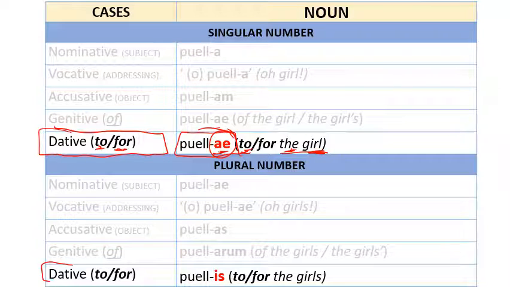Same with the plural. When I want to say to the girls, I say puelis. Be careful. The dative ending for the plural is is. This translates to the girls or for the girls.